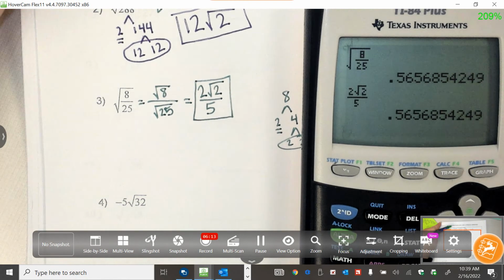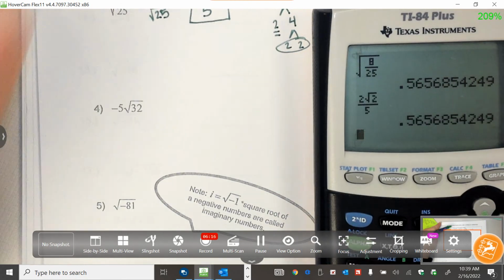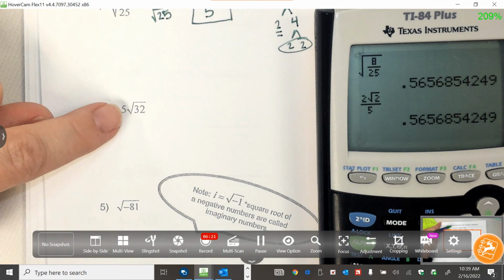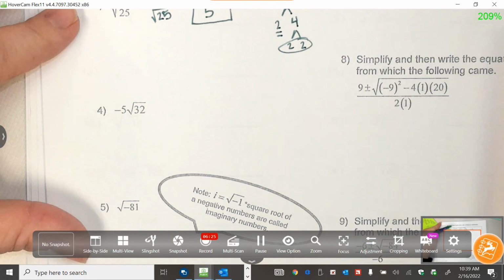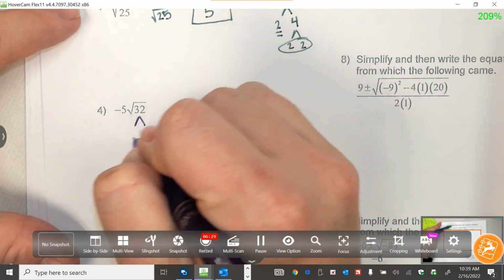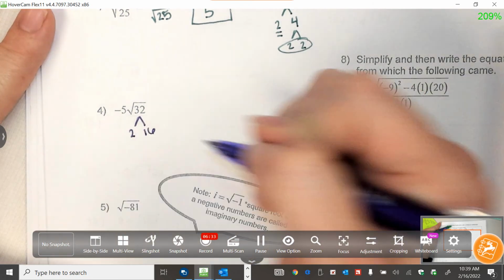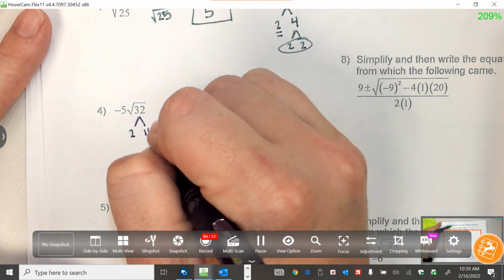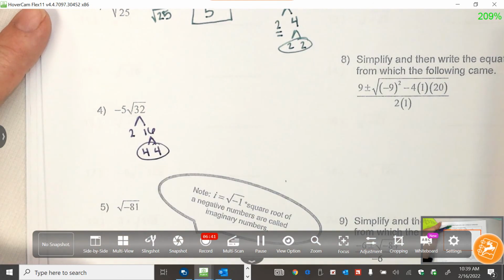Okay, now let's look at number 4. What's different about number 4? Well, it has a negative out front, but it also has a number out front. Okay, we're not going to worry about that guy until we know what 32 breaks down to. So let's figure it out. Does 2 go into 32? Yeah. How many times? 16 times. Is 16 a perfect square? Yeah, what times what gives you 16? 4 and 4. So since it matches, we can stop.